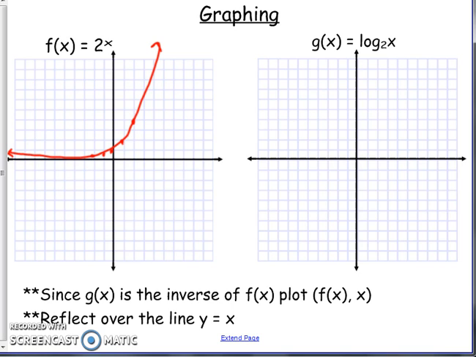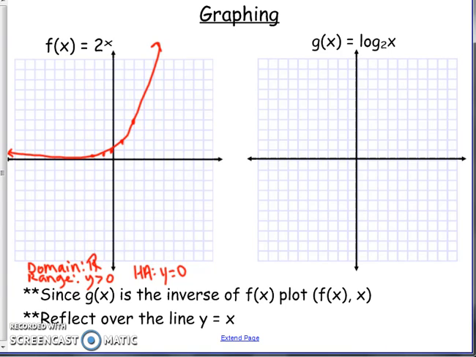And we know that the domain and the range of these from the other class, the domain is going to be all real numbers, and we know that the range is going to be y is greater than 0. And we also know that this has a horizontal asymptote at y equals 0. So that's just kind of recapping what we had done before.